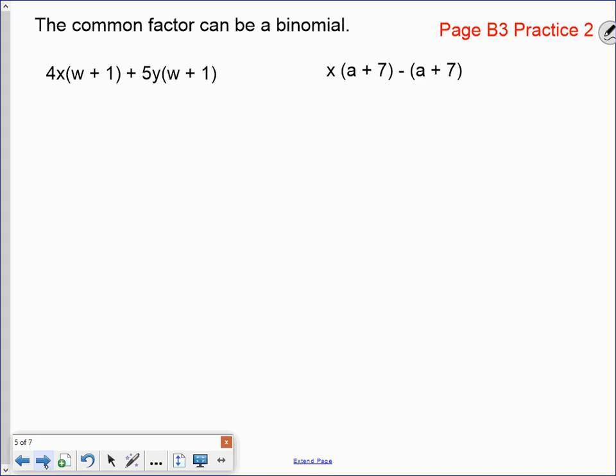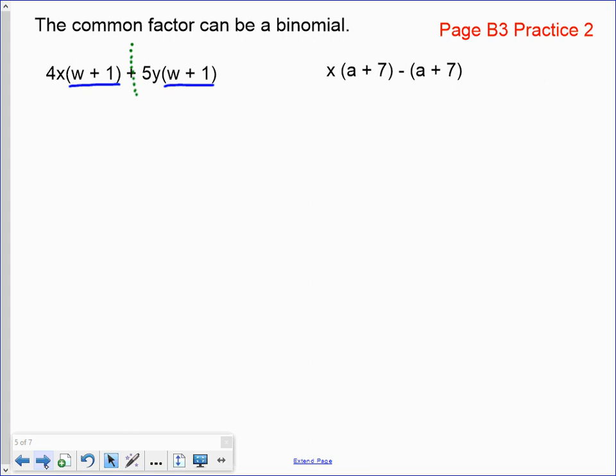Now, the next kind of factoring is the idea that the thing that is common between our two terms doesn't have to be just a single term. It can be a binomial. So let's look at the one on the left here. 4x times w plus 1 plus 5y times w plus 1. We still have just 2 terms that we're working with. What is common between these 2 terms? It's this entire w plus 1 expression here.